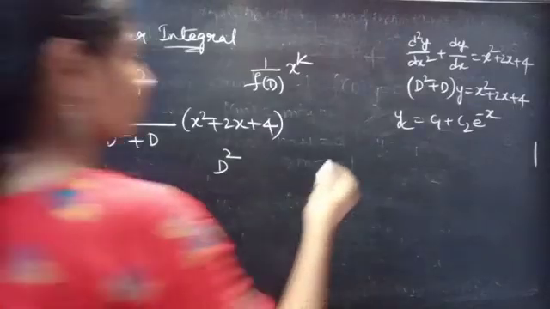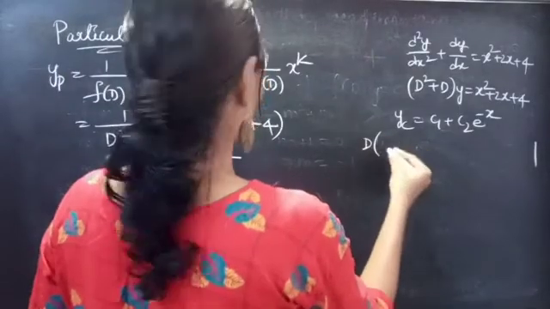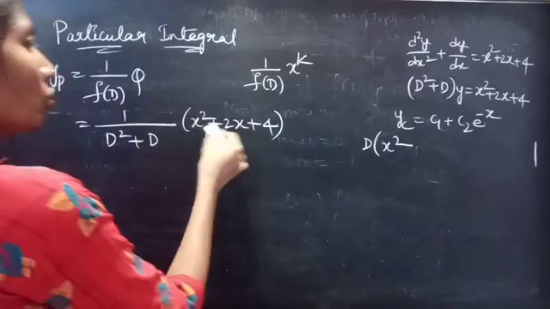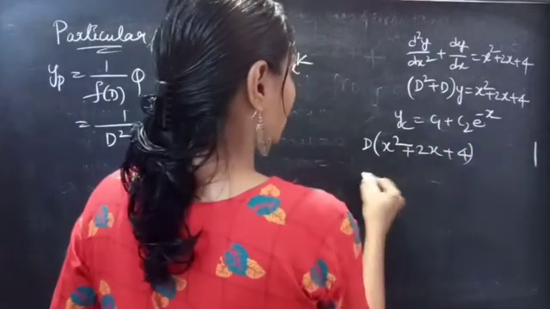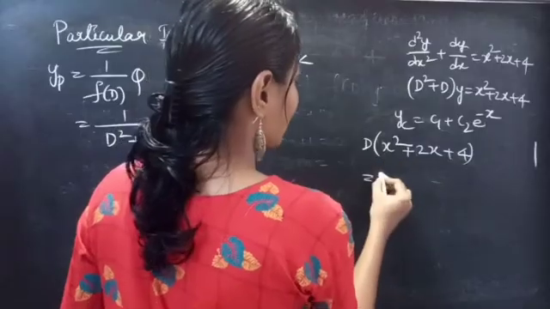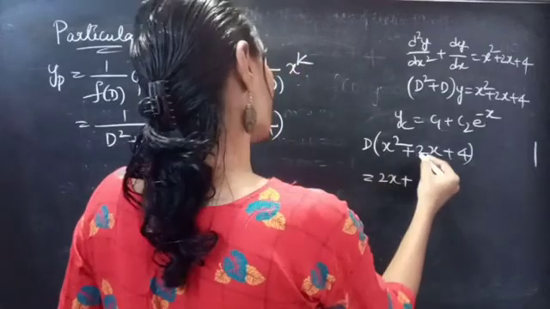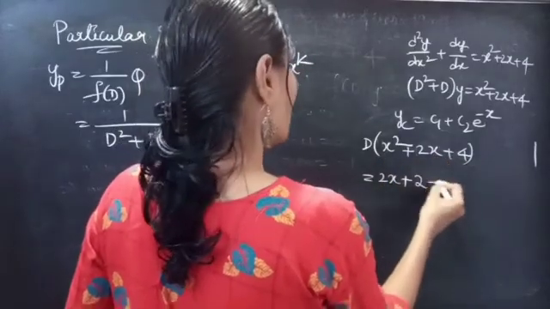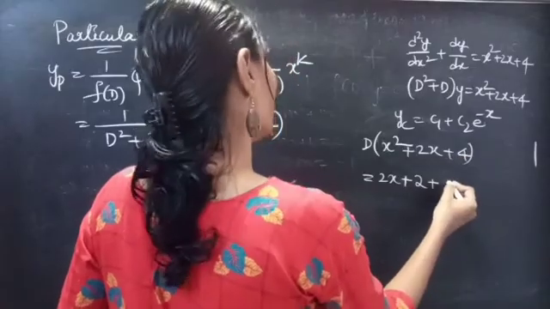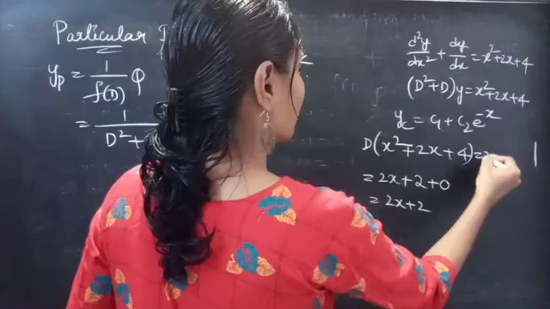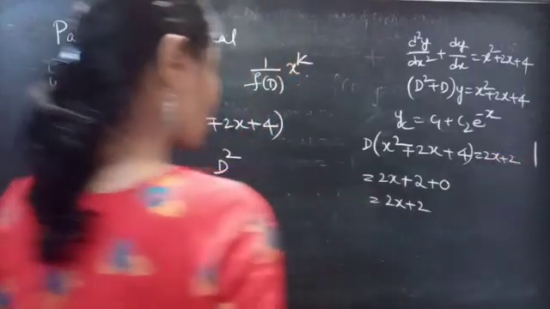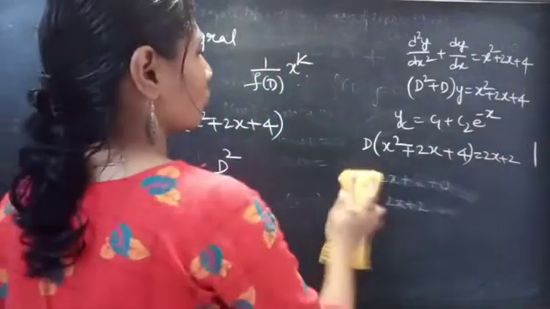Okay, let's see. Firstly, let's find derivatives of Q. Derivative of x square plus 2x plus 4 equals to derivative of x square with respect to x is 2x, plus derivative of 2x with respect to x is 2, plus derivative of a constant with respect to x is 0, which is equals to 2x plus 2. Now let's find D square of Q.